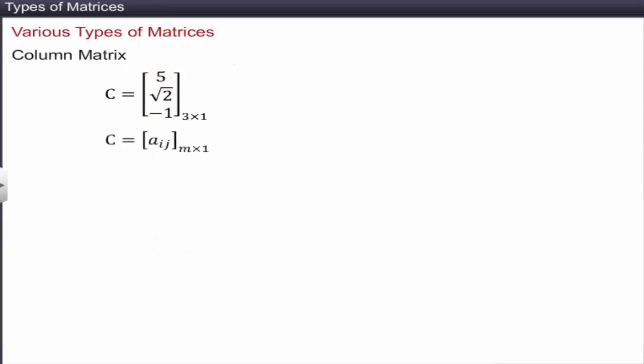First, we will start with the column matrix. The column matrix consists of only one column. An example of a column matrix is shown here. In a column matrix, each row will have only one element. The matrix shown here is of order 3×1. The general representation of a column matrix having m rows is as shown. A matrix is said to be a column matrix if it has only one column.